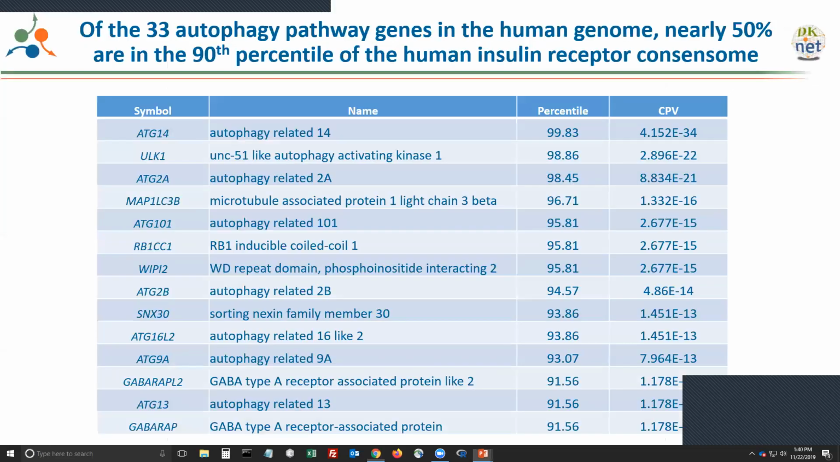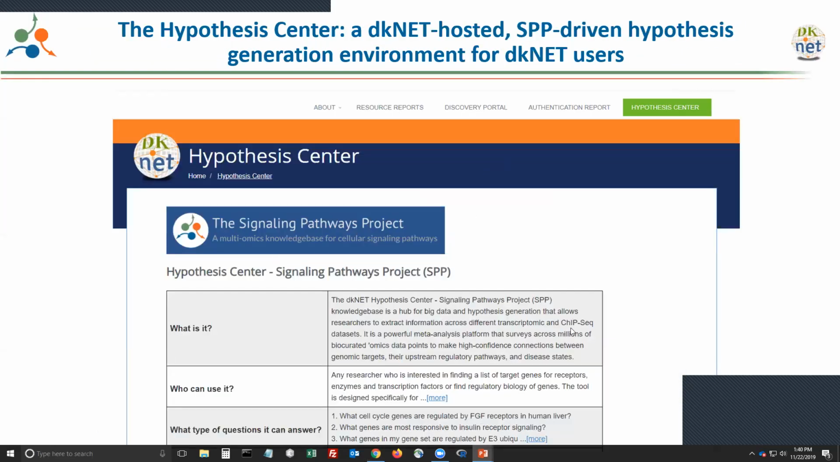So our running theme throughout this presentation has been the generation of hypotheses, and to make the hypothesis generation power of SPP available to as many researchers as possible, we're involved in a number of different collaborations. The most important of these is our collaboration with our sponsors and today's hosts, dkNET, the goal of which is to build a hypothesis center that will then help dkNET users formulate researchers' hypotheses connecting cellular signaling nodes to cellular processes and normal human health and disease states.